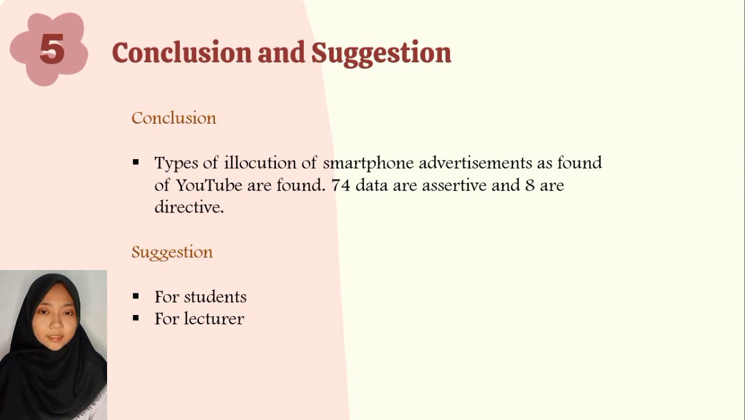Chapter 5. Conclusion and Suggestion. Conclusion. Regarding the purpose of this research, the researcher found out the types of elocution in smartphone advertisements on YouTube. Based on the data findings, there are 74 data that refer to assertive and 8 data that refer to directive, while types of elocution in terms of commissive, expressive, and declarative are not found in smartphone advertisements on YouTube.